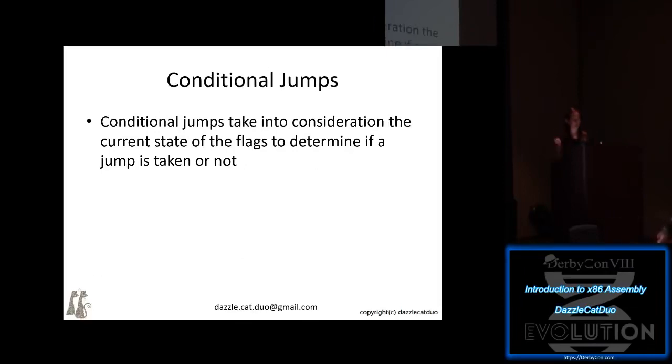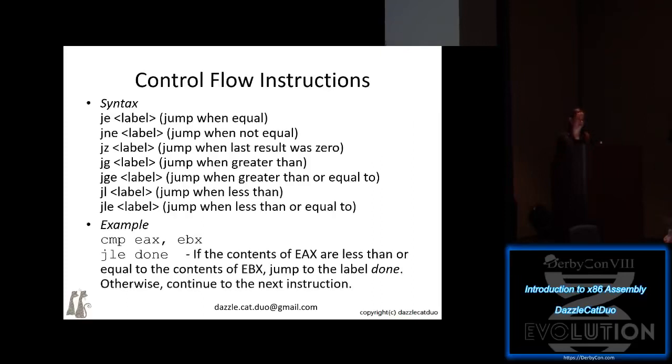So how do I do a conditional jump? Conditional jumps take into consideration the state of the CPU. The CPU is tracking the fact that the last compare resulted in a positive number, so it meant greater than. So I get all these different possible control flow instructions. Jump equal: if the last compare, the numbers were equal, then jump equal would get taken. Jump not equal is the exact opposite.